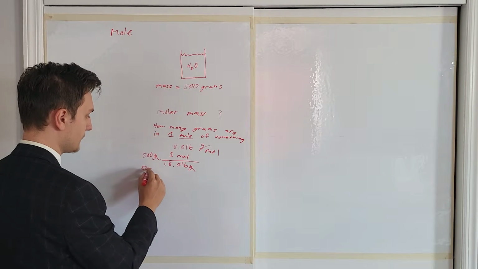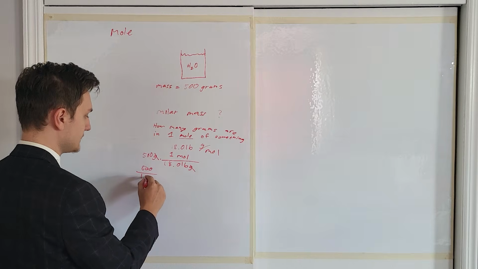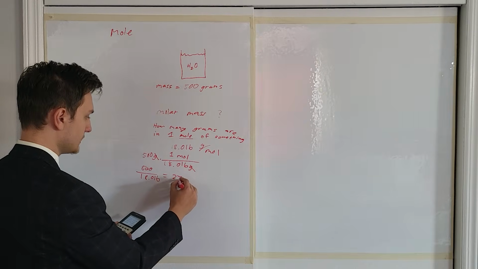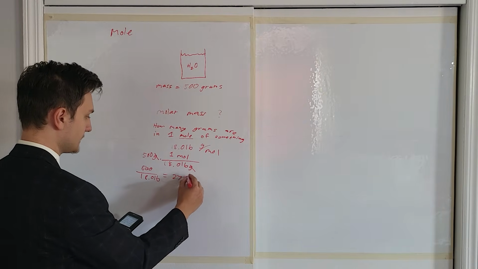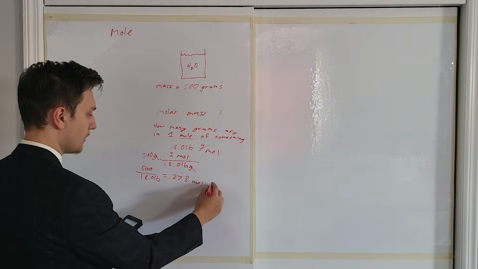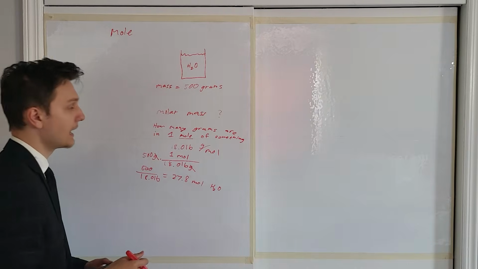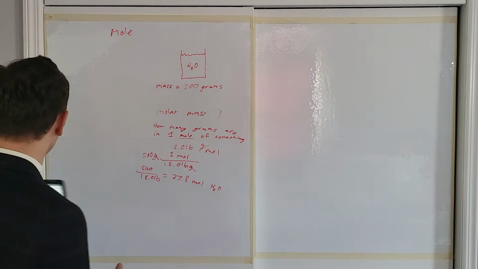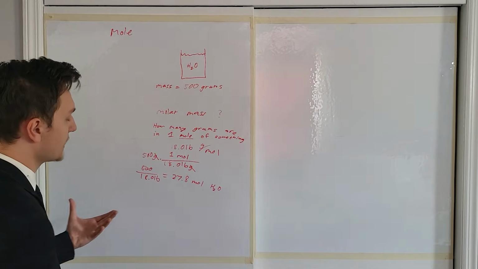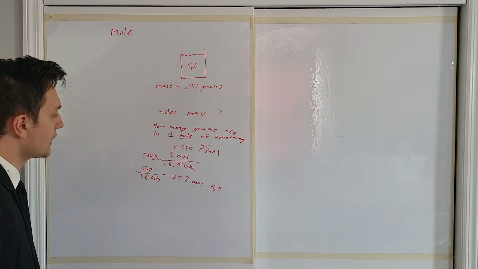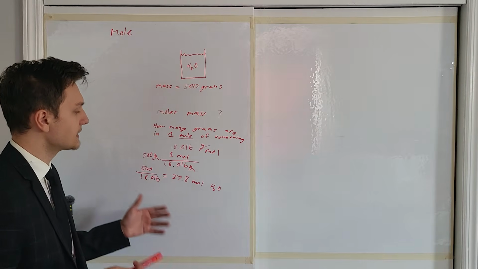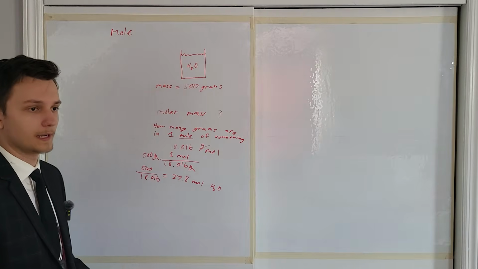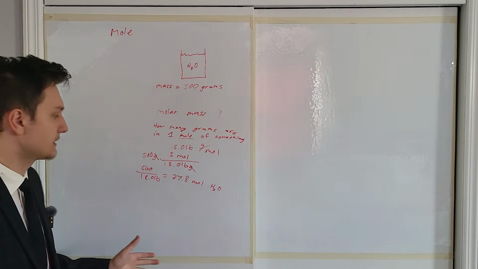So I'm going to get 500 divided by 18.016, and I'm going to get that there's 27.8 moles of water in my cup. So that's how we do the math. Now, let me continue my explanation of what exactly is a mole. Obviously, there are not 27.8 molecules of water in my cup. We know that that cannot be the case.